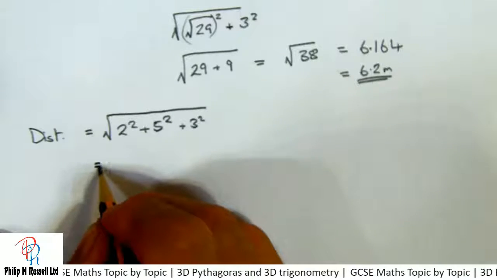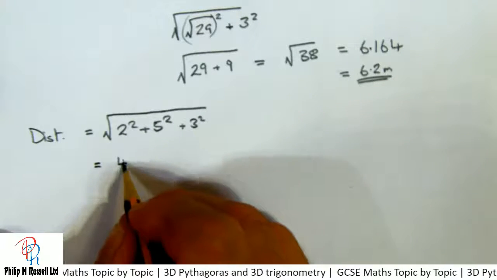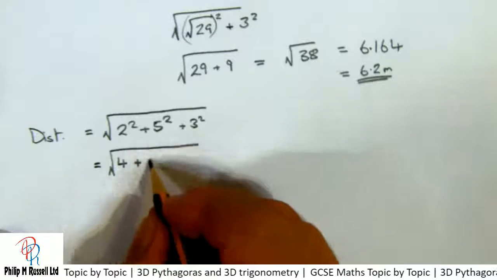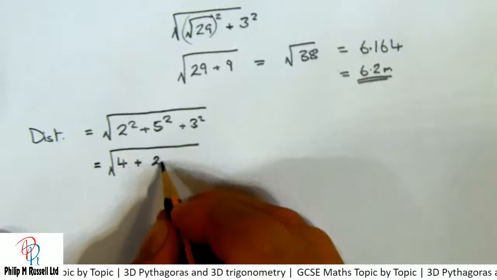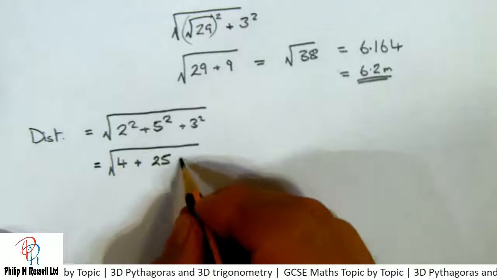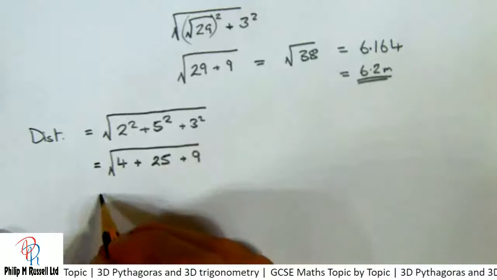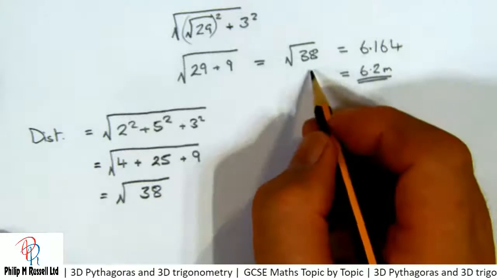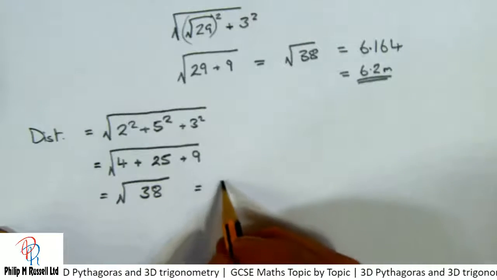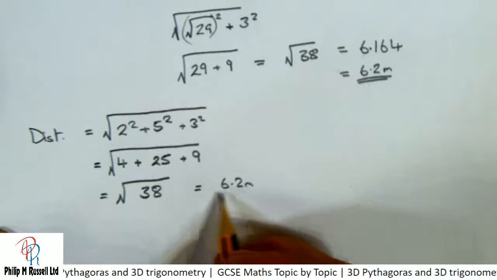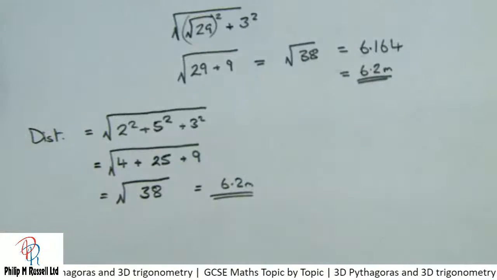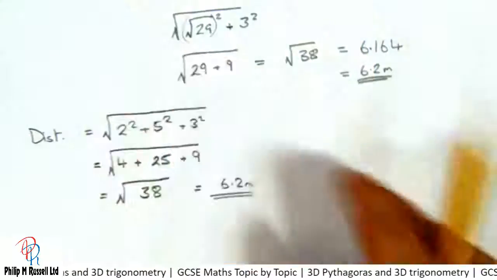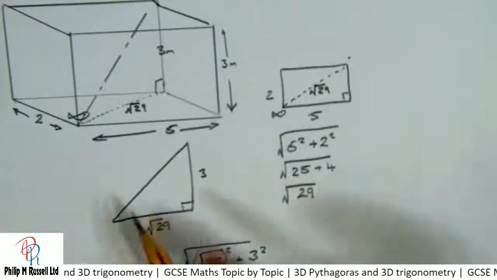So if we work this one out, it's going to give us the square root of 4 plus the square root of 5 squared, which is 25, which gives us 29, plus 3 squared, which is 9, which gives me the square root of 38, which is the same number we had before. And so this is really a much easier way of trying to work out the distance that this fish has got to swim to get the fly.